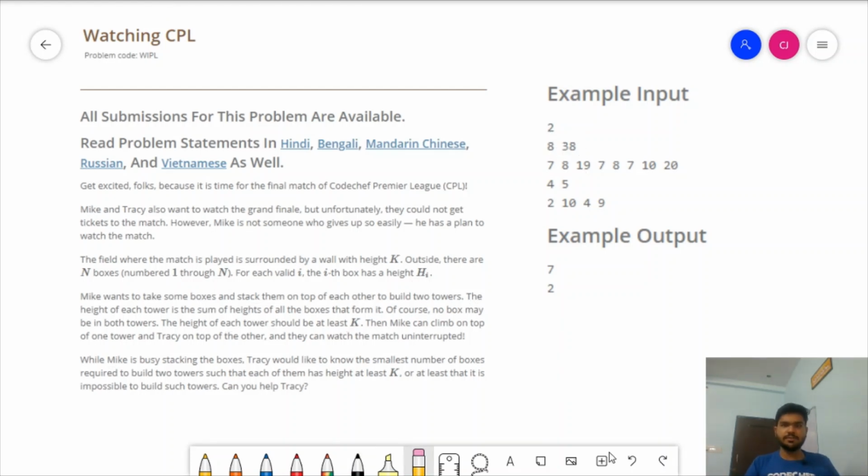Let us understand the samples. Here is the number of test cases, and for each test case we are getting two values, n and k. So k is 38 and n is 8, and this array denotes the height of each box. We have in all 8 boxes, and this is the height of the ith box. So if we want to form two towers, what will be the approach that we'll think of first?